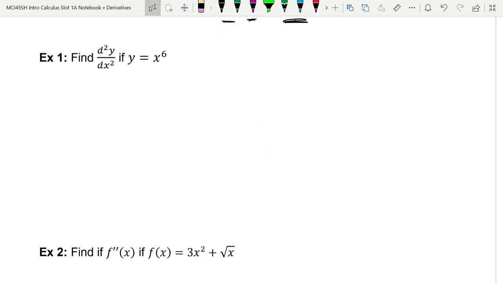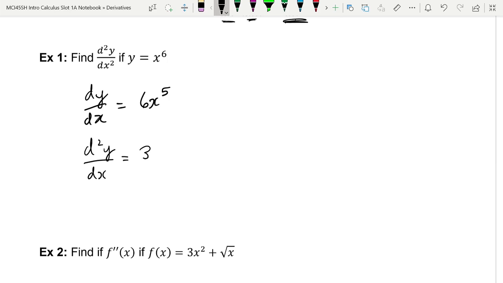Find the second derivative if y is equal to x to the power of 6. So the first derivative is 6x to the 5. And the second derivative would then be to do the derivative process over again, which would be 30x to the 4. Okay.